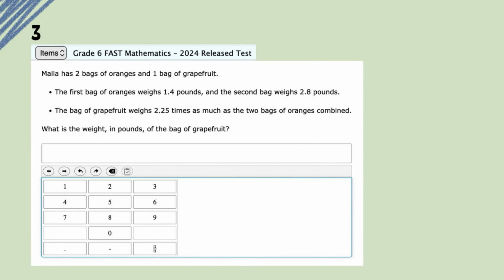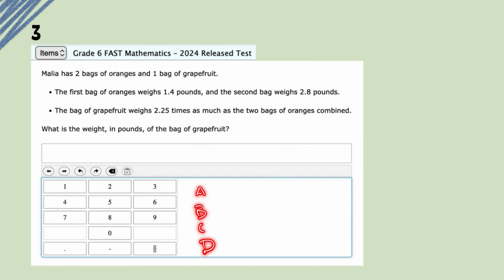I got you. Before I even put pencil to paper, I need to read the word problem. So what does Malia have going on? Malia has 2 bags of oranges and 1 bag of grapefruit. Malia loves citrus, obviously. The first bag of oranges weighs 1.4 pounds and the second bag weighs 2.8 pounds. Cool. The bag of grapefruit weighs 2.25 times as much, whoa, as the 2 bags of oranges combined. That looks a little scary. What is the weight in pounds of the bag of grapefruit?